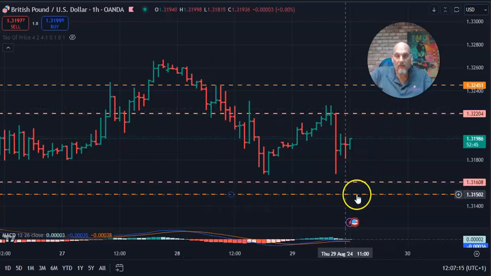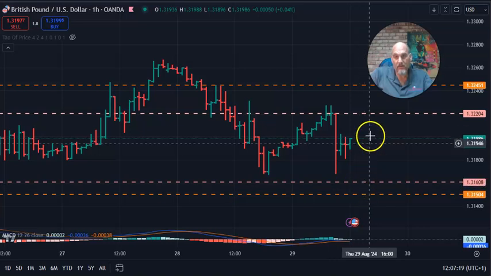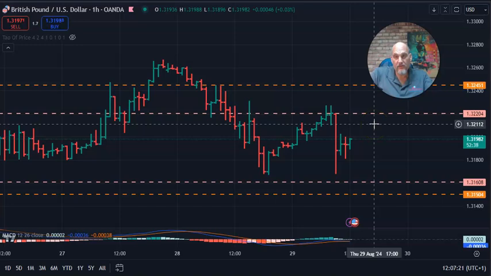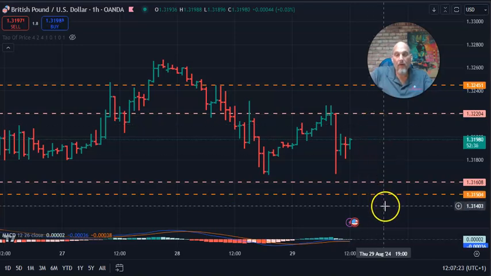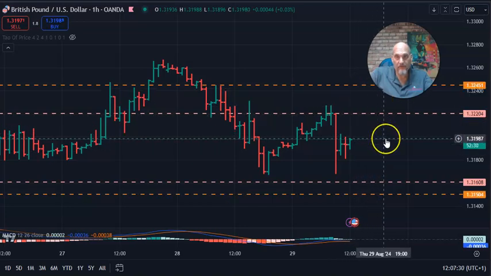Today, the range projection is these pink lines. 130.160 should be support. 131.50 is the range lower level, and 132.45 is the upper level of the range. So the range projection is basically saying the marketplace should stay within this, and there would be a shift in supply and demand if we can break these levels.